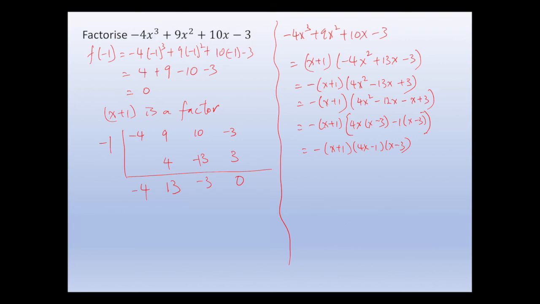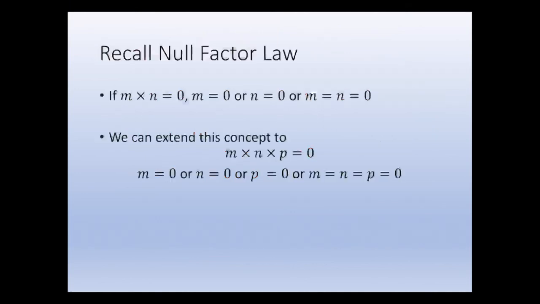Now I would really like you to develop the skill of synthetic division. So if you are not sure, please email me. I will actually look up some videos for you or prepare a video on synthetic division for you.